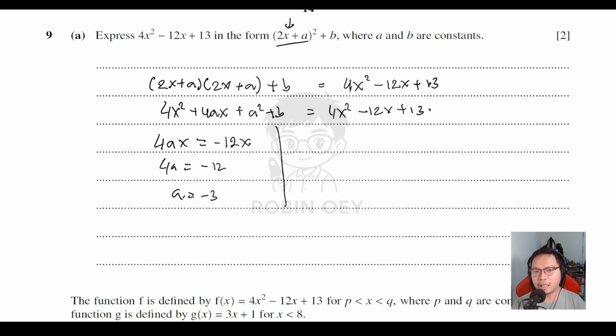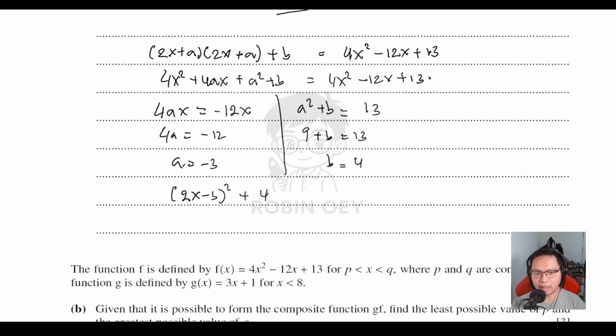And the second part, the term independent of x. On the left hand side, we have a squared plus b. On the right hand side, we have 13. So here we have 9 plus b equals 13, so b would be 4. Okay, so the final answer would be (2x minus 3) squared plus 4. Okay, that is for 9a.